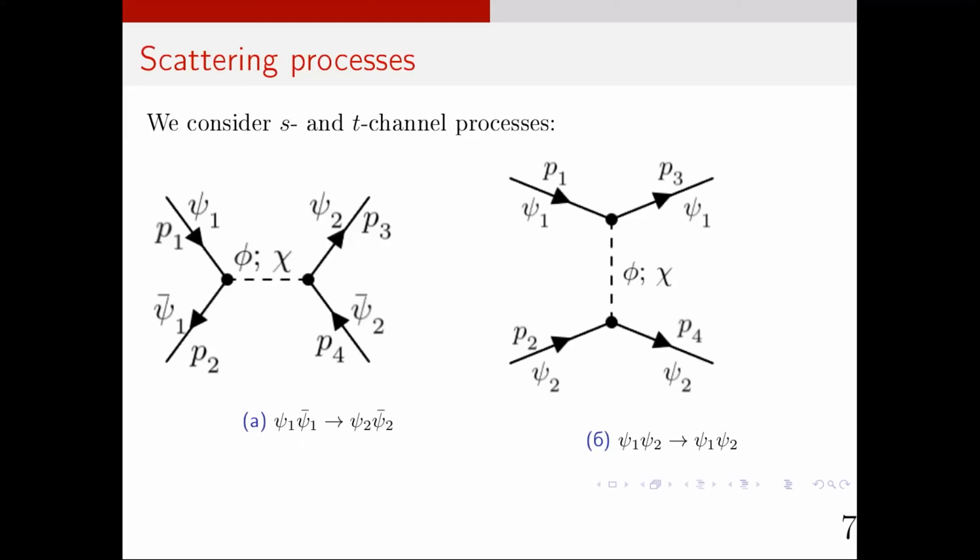Okay, in our research, we consider two scattering processes. One is S-channel process, and the second is T-channel process. The first is annihilation of a fermion-antifermion pair psi1 with the subsequent creation of a fermion-antifermion pair psi2. And the second process is the elastic scattering of psi1 fermions over psi2 fermions. In both processes, we have scalar bosons phi and chi in the intermediate state within the UV complete model.